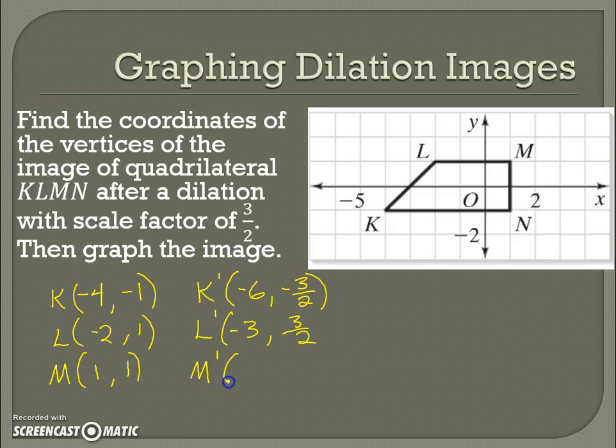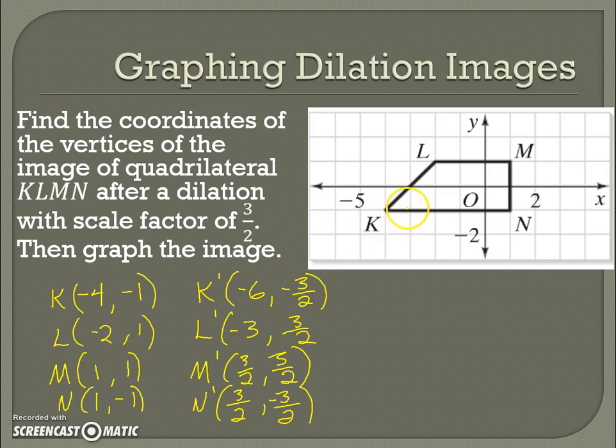Then I come here and I do M, and its ordered pair is (1, 1), which means M prime is (3/2, 3/2). And then my last one here is N, which is (1, -1), which means N prime is going to be (3/2, -3/2). And then I just go through and I plot all of these ordered pairs, and that will give me that dilation of 3/2.